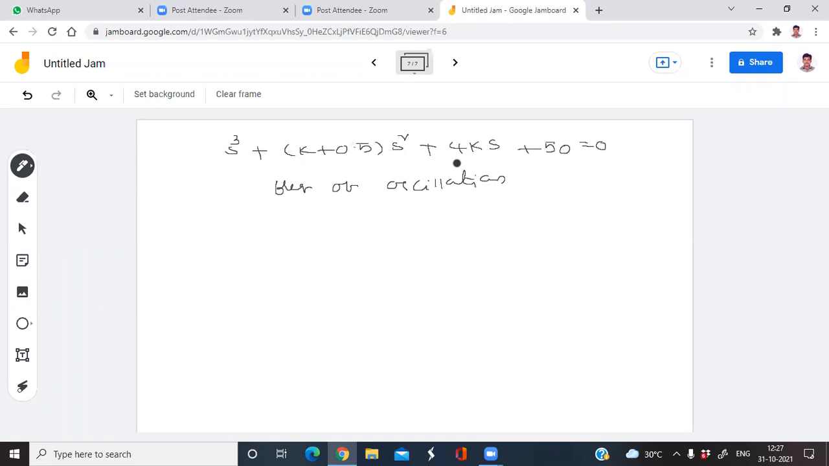How can you find the frequency of oscillation? You remember the procedure? How can you find that? It depends upon k, right? Actually, here we have the k equation, and by substituting k equal to something, you can find the frequency of oscillation. That is with the help of the roots on the imaginary axis.